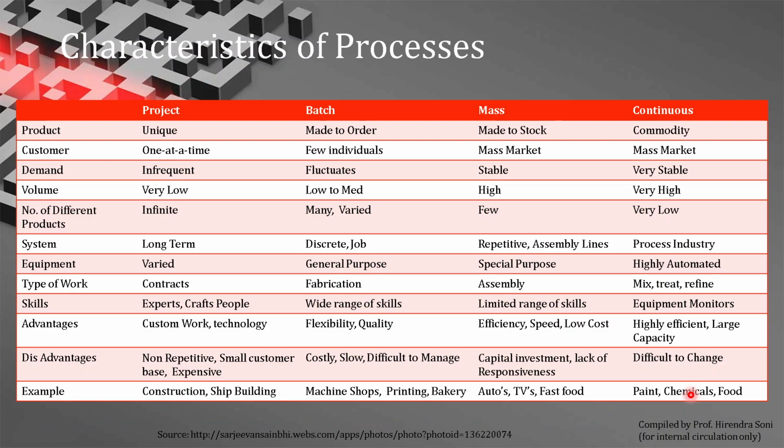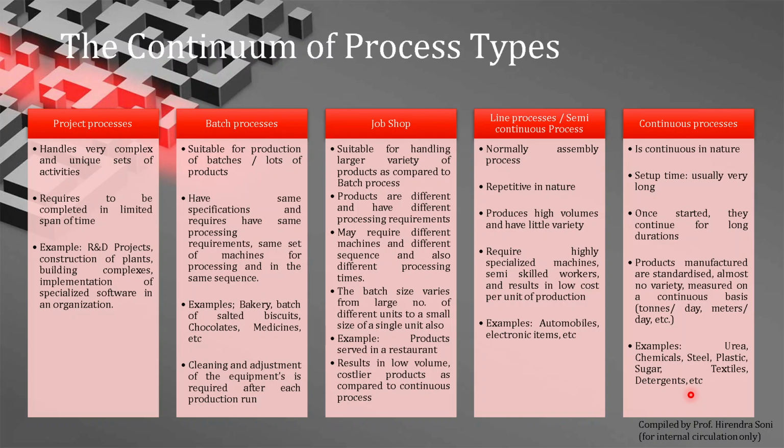When we look at these kinds of processes, when we talk about job shops, they are suitable for handling a larger variety of products as compared to batch processes. Products are different and have different processing requirements. They may require different machines, a different sequence, and also different processing times. The batch size varies from a large number of different units to a small size of even a single unit.